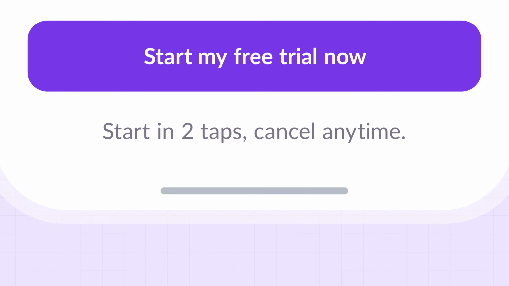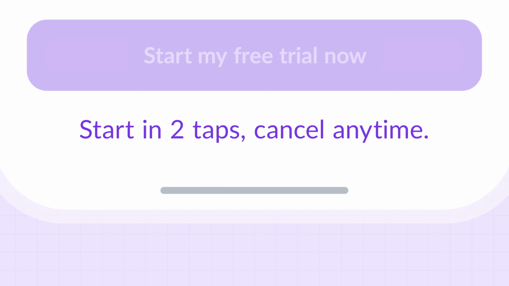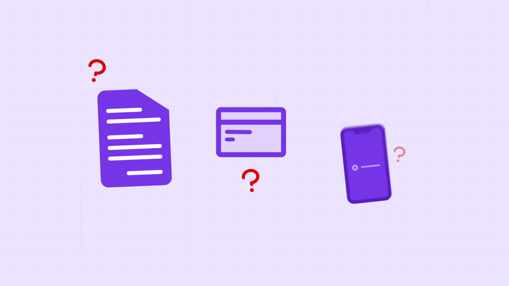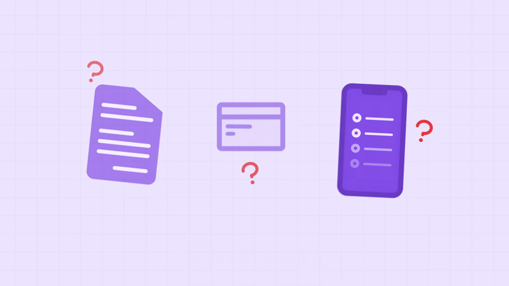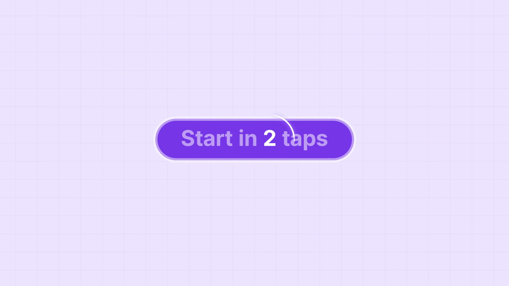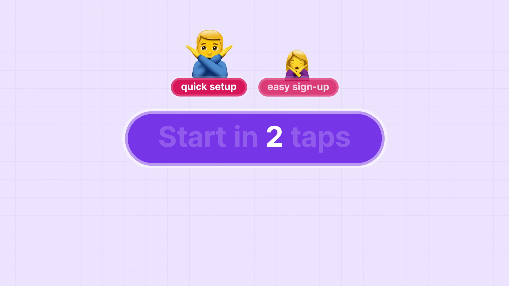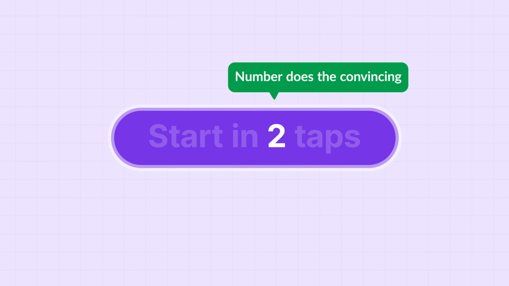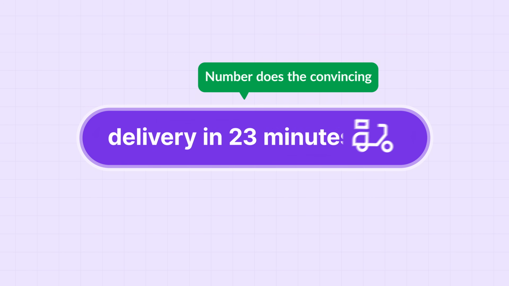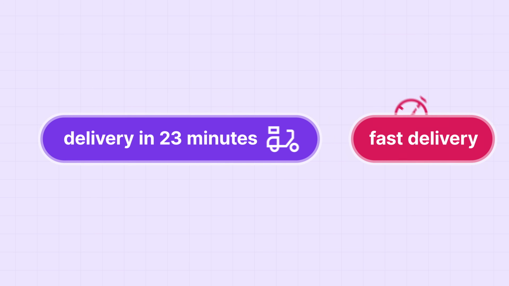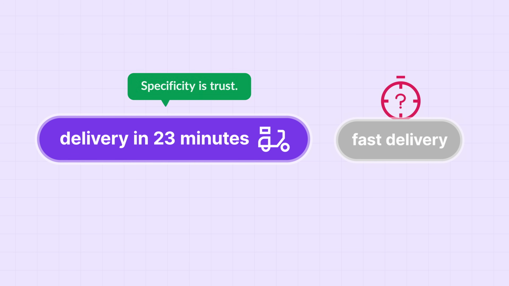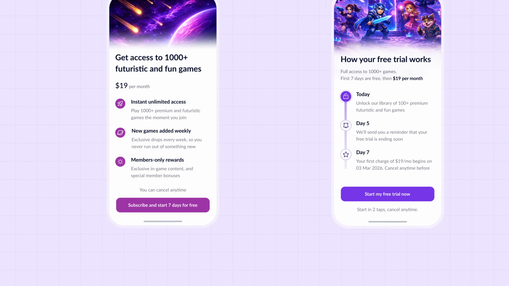And then underneath, start in 2 taps. This is brilliant because your brain hates uncertainty. Will there be a form? Do I need my credit card? How many steps? Start in 2 taps kills every single one of those questions with a number. Not quick setup, not easy setup, the number does the convincing. It's the same reason delivery in 23 minutes converts better than fast delivery. Specificity is trust. Look at the hero images.